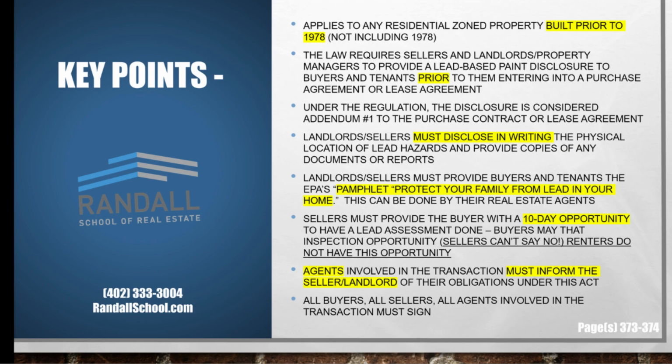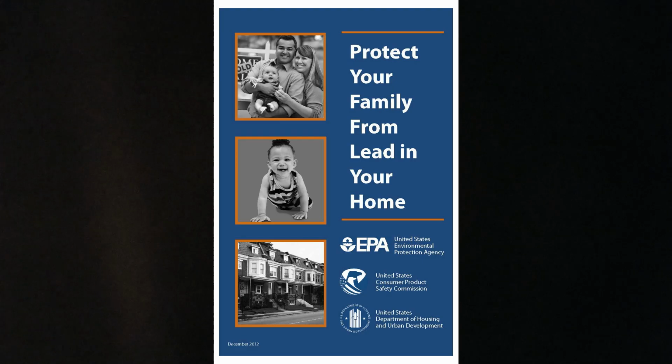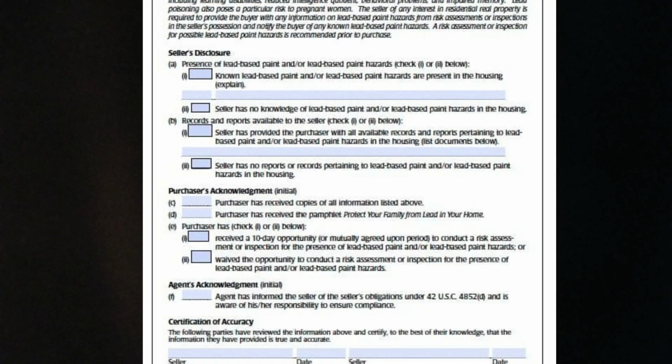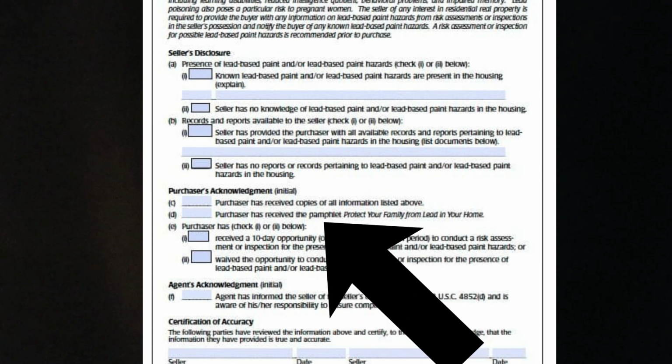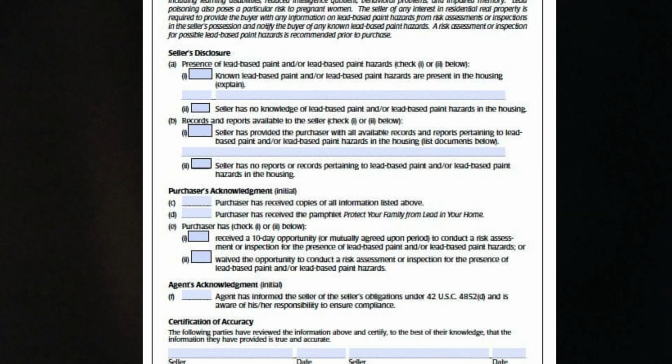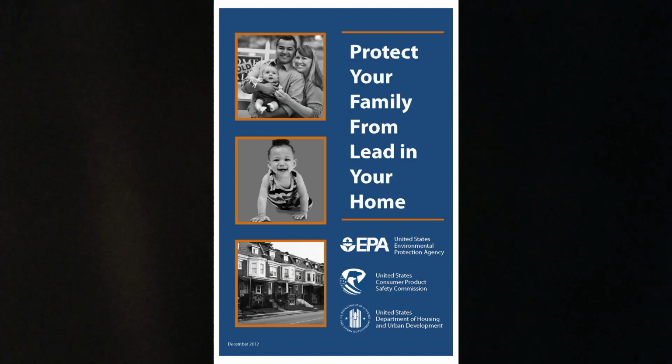Landlords or sellers must provide the buyer and tenant with the EPA's pamphlet called Protect Your Family from Lead in Your Home. Very important that you don't miss this step. In fact, on the lead-based paint disclosure itself, as you can see on your screen, there is a section where an acknowledgement has to be made by the tenant or the buyer that they've received that pamphlet. So the pamphlet, Protect Your Family from Lead in Your Home, needs to be given to those buyers or those tenants.